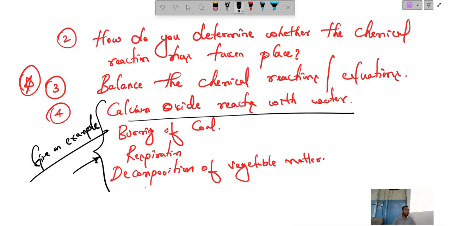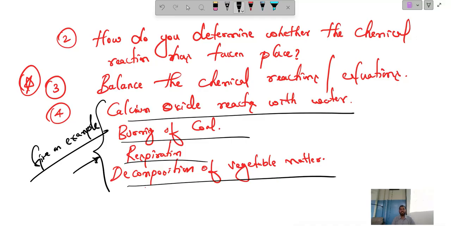Whether it is exothermic or endothermic reaction. Burning of coal, exothermic or endothermic. Respiration, exothermic or endothermic. Decomposition of vegetable matter, exothermic or endothermic. You understood? Possibility number one. And possibility number two is, what is exothermic reaction? Give an example. What is endothermic reaction? Give an example. Write the difference between exothermic reaction and endothermic reaction. So these are the chances of asking questions based on this topic.